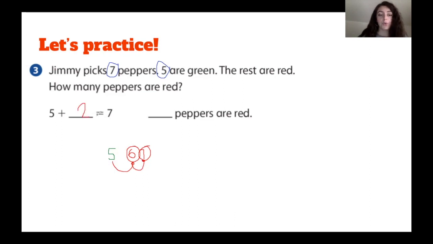So let's check our work. 5 plus 2 equals 7. So let's use our fingers, our counters. 5 plus 2, 7. Good job. So 2 peppers are red, because that was what we were trying to figure out in our mystery. Good job. So our word problems are really just you trying to figure out the mystery of the problem.